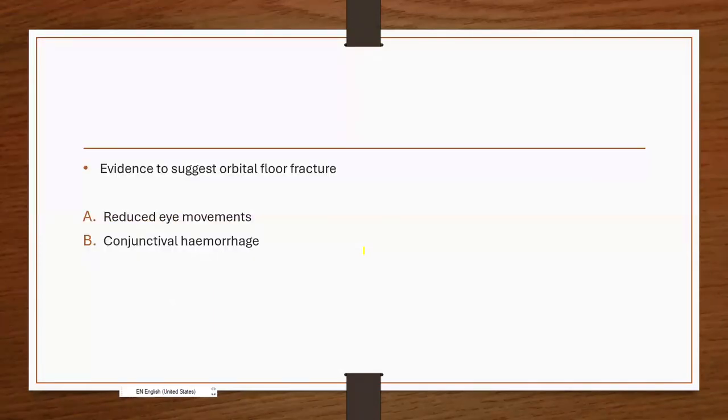Okay, next one. Evidence to suggest orbital floor fracture. A, reduced eye movements. B, conjunctival hemorrhage. Now this will not be given as this. A clinical scenario will be given with a trauma case and some clinical features, asking for the diagnosis. So this orbital floor fracture is a common case that you get in trauma.